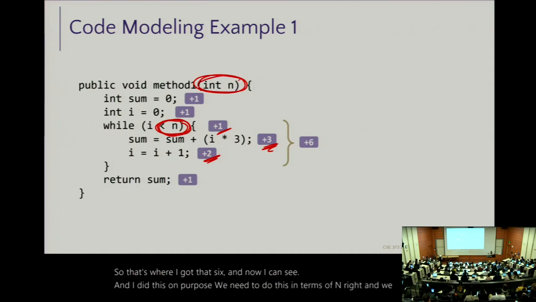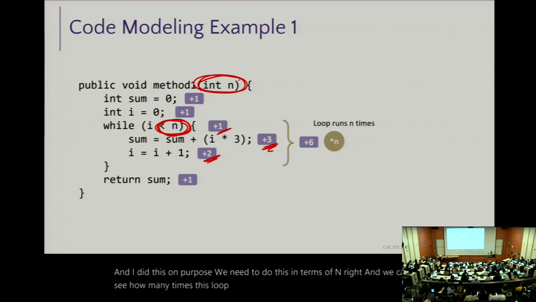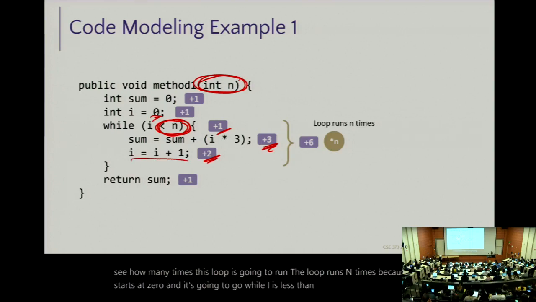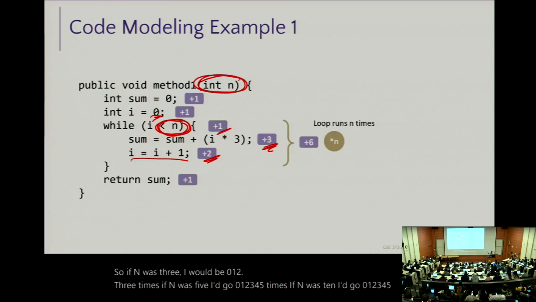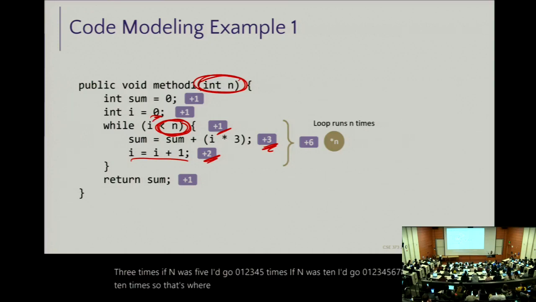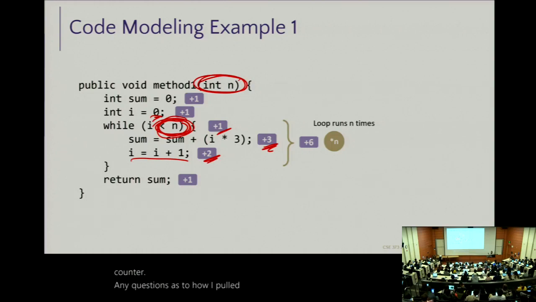And we can see how many times this loop is going to run. The loop runs n times because i starts at 0, and it's going to go while i is less than n, and each time we run our loop, i counts up by 1. So if n was 3, i would be 0, 1, 2, 3 times. If n was 5, I'd go 0, 1, 2, 3, 4, 5 times. If n was 10, I'd go 0, 1, 2, 3, 4, 5, 6, 7, 8, 9, 10 times. So that's where I'm getting that n factor, because it's part of this loop counter. Any questions as to how I pulled that term of n in?